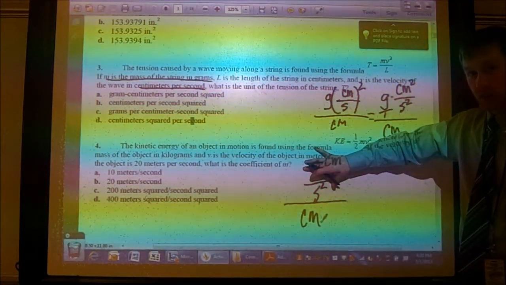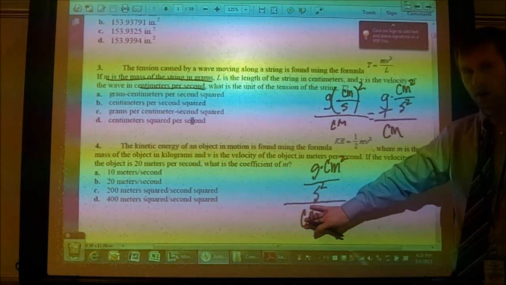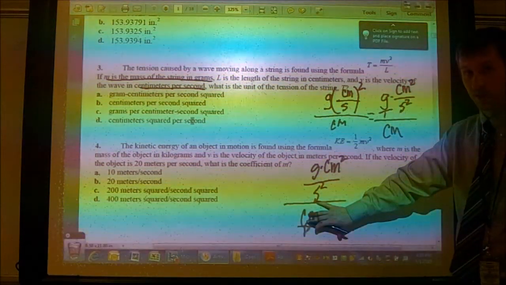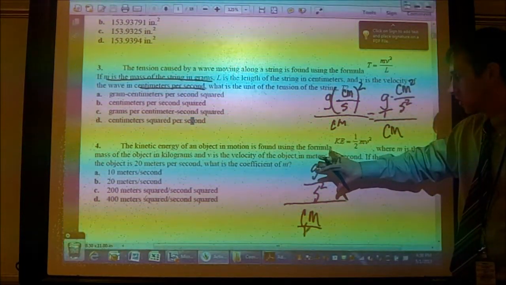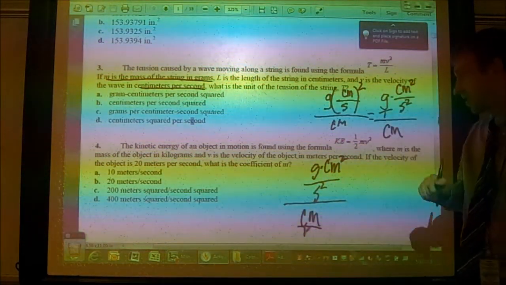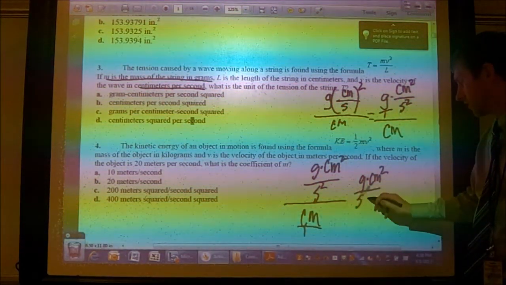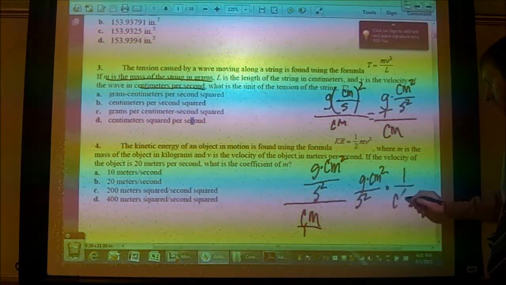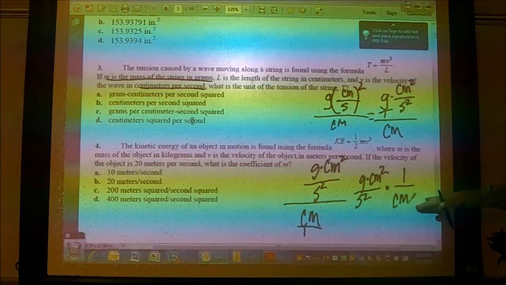Now, I have a fraction that's being divided by another number, and I can make this other number a fraction, so it's a fraction divided by a fraction. Now, it may have been a while since you did this, but what we do when we have that is change it to a fraction multiplied by the reciprocal. Reciprocal means we flip it over. So I'm going to have grams times centimeters squared over seconds squared times, flip this over, the reciprocal, 1 over centimeters.